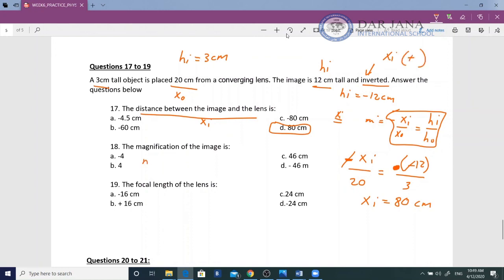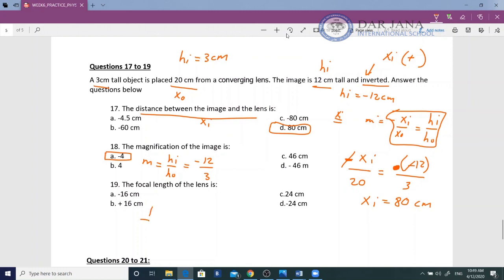The magnification, that's a simple question. Magnification, we can use any of them, HI over HO. So HI is -12 over 3, which is -4. So the image is 4 times greater than the object. And as you see, 20 times -4 is -80.